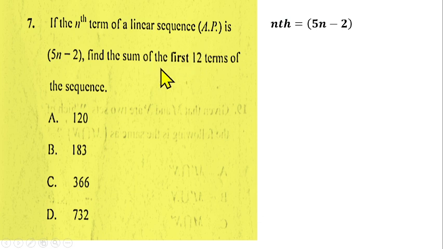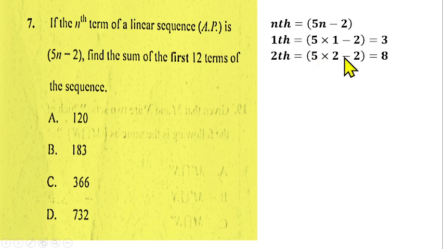So if we are to find the sum of the 12 terms, we will still need the value of the first term. We are told that this is a linear sequence. That means we will need the common difference as well. To find the first term, our n will be 1. So the first term will be 5 times 1 minus 2, 5 minus 2, that gives us 3. We can also find the second term. The second term will be 5 times 2 minus 2, that gives us 10 minus 2, which is 8. So we know the first term and the second term, and we can find the common difference from there. The first term is 3, the common difference will be 8 minus 3, that gives us 5.